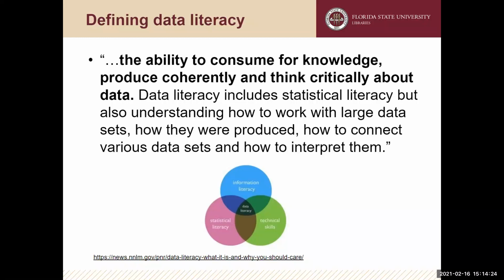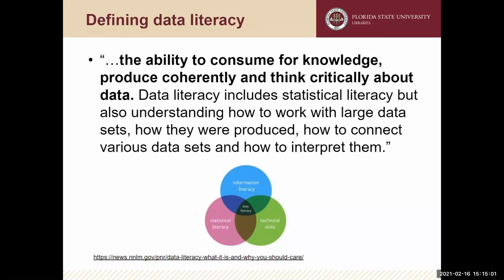So there's really three components there, right? Understanding how to work with the data, that statistical literacy piece, as we show in the diagram down below. How the data was produced, how it was analyzed, and then how to think critically about it. This is similar to how we think critically about information in libraries. So that's why information literacy is a really big piece of data literacy.